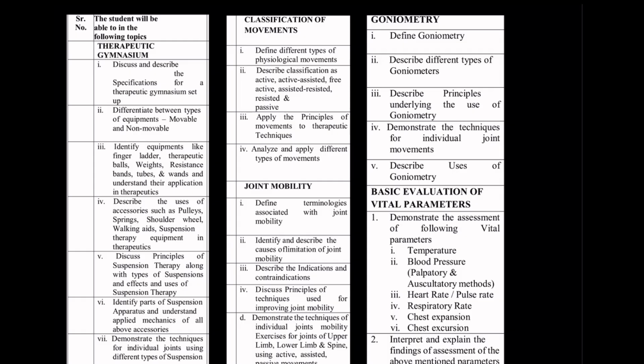But in brief, for OSPE you have a checklist in which every step is given a mark, and then all marks are counted according to what you do in front of the examiner, and they'll be assigning you marks. So for goniometry also, the checklist is the most important. Again, for movement and joint mobility also, the checklist is the most important thing.